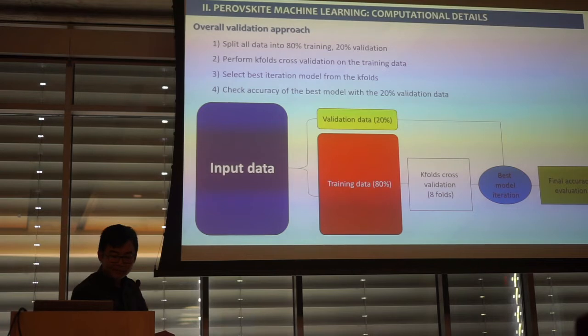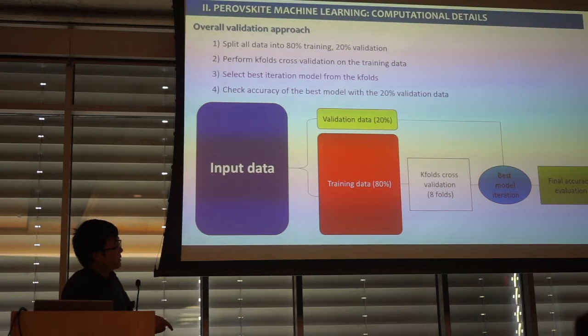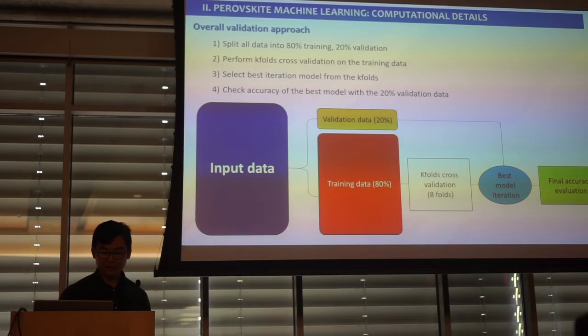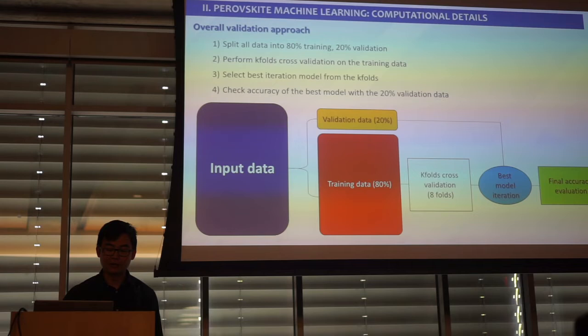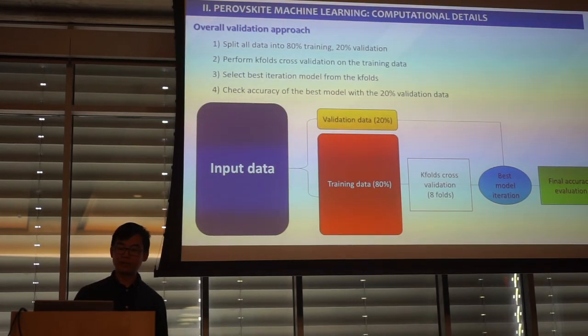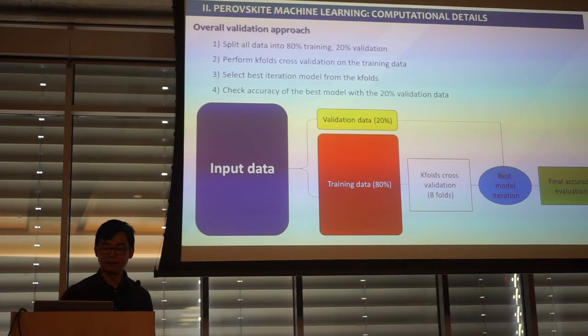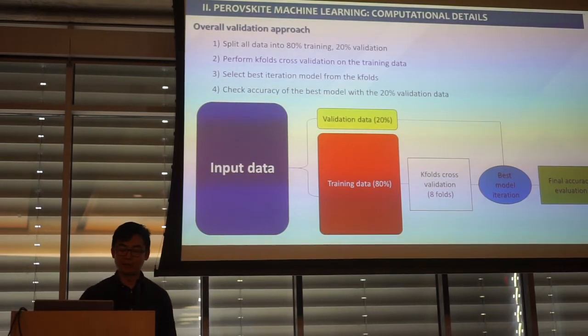Okay, so here's the overall flow of how we did the validation approach. We start out with our input data, and we split that data into 80% training data and 20% validation data. We perform k-fold cross-validation on the training data, select the best iteration model from the k-folds, and then finally check the accuracy of that best model with the 20% validation data to get the final evaluation of the model accuracy.